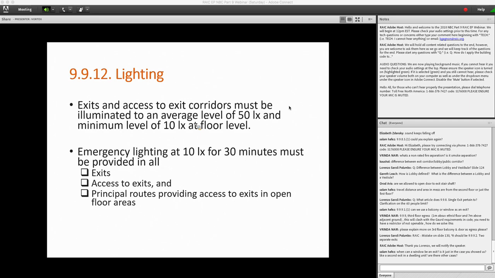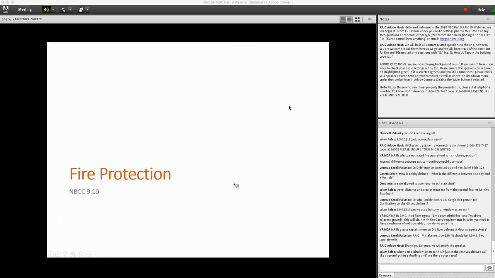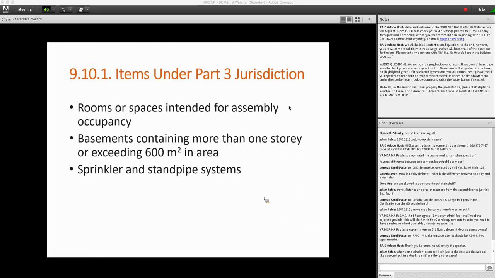And that brings us to the end of our presentation on the means of egress. I will do well to answer all your questions under the Q&A section. So without wasting much time, we will move on to fire protection. So under fire protection, we will discuss items that are under Part 3 of the code.